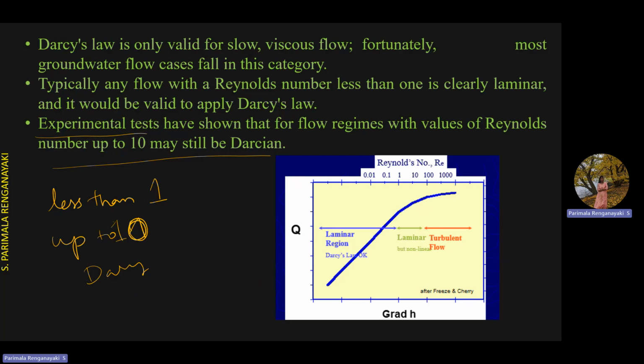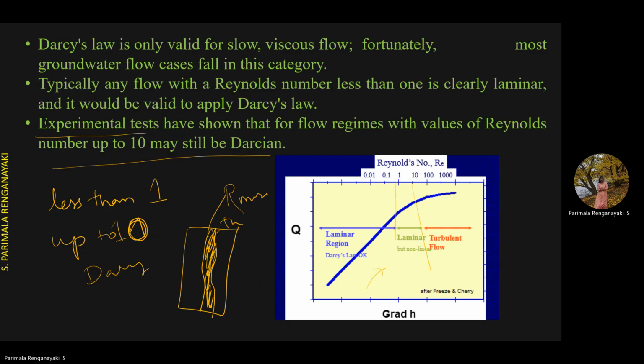If it is more than that, I mean Reynolds number more than 10, maybe if you have a rock with big fractures, when the water is going to pass through these fractures, the Reynolds number may be more than 10. That is what is given here. Up to 1, the groundwater flow is laminar. 1 to 10, it is transition. But above that, it is turbulent flow. This will occur only in case of fractures.